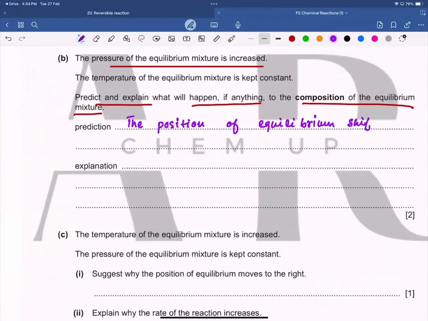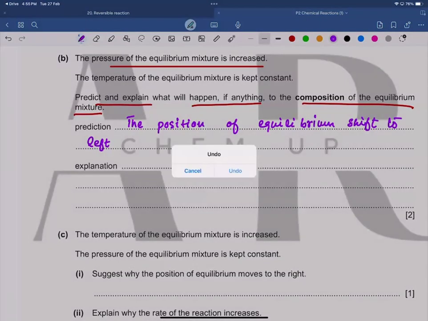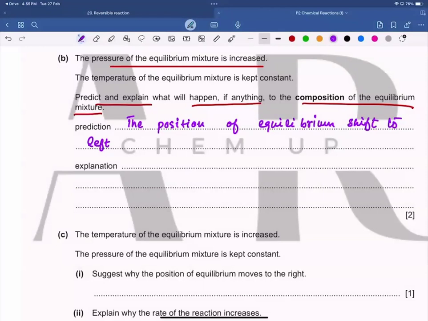Sir, can you explain the temperature one? Where does the equilibrium shift when the temperature increases? On increasing temperature, equilibrium shifts to the endothermic side. We discussed 2 questions.